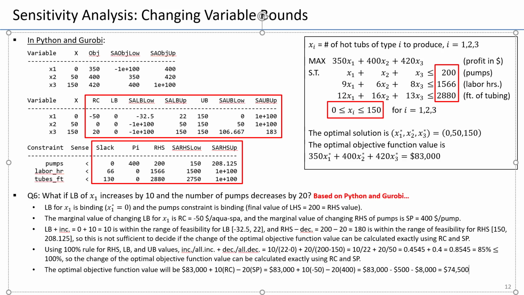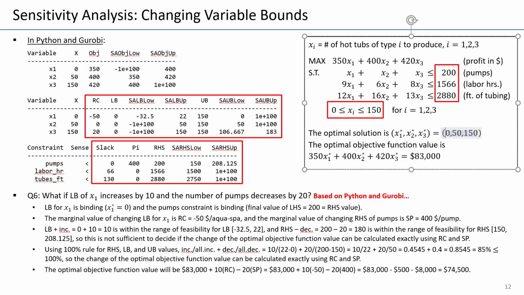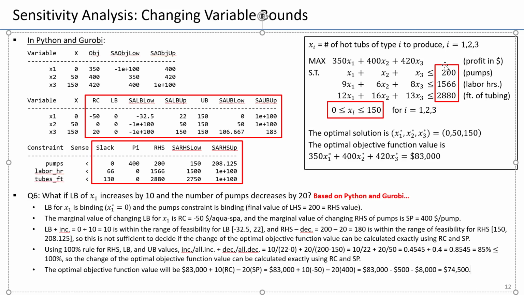And of course, they cause a decrease because both of them are restrictions. If we increase the lower bound of the variable that was 0, we're forcing the solver to choose a solution where it produces the product that was relatively less profitable than the other options. And in the same way, if we reduce the number of available pumps, we are restricting the problem. We no longer have so many pumps. We have fewer pumps, and therefore the achievable profit drops. So both cases cause a reduction of the profit.